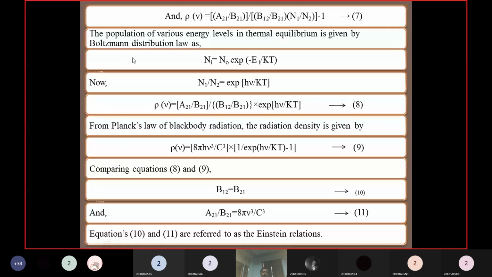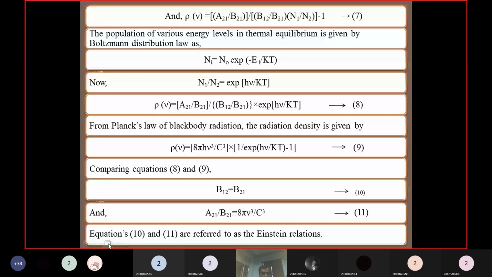According to the Boltzmann distribution law, which I already explained in quantum mechanics, we can explain the number of electrons present in the first level, second level, or third level, like that. Here Ni is the number of electrons in the ith state.